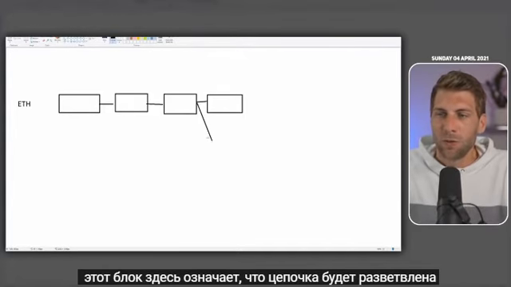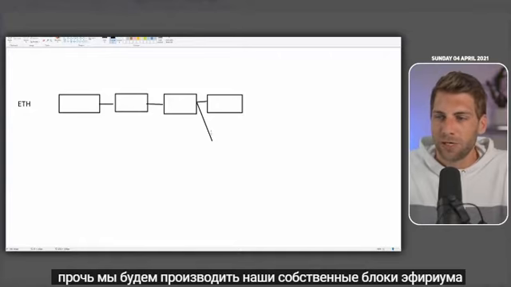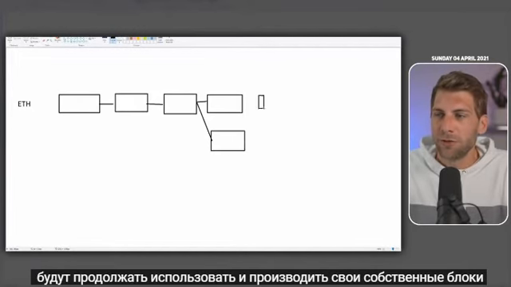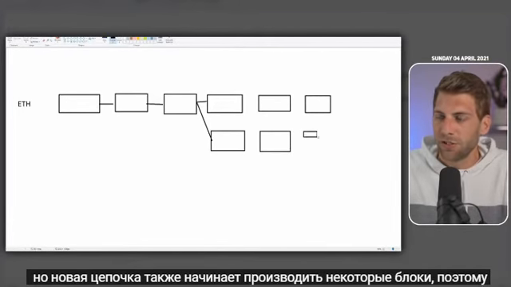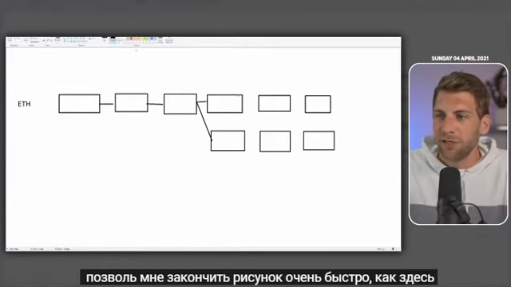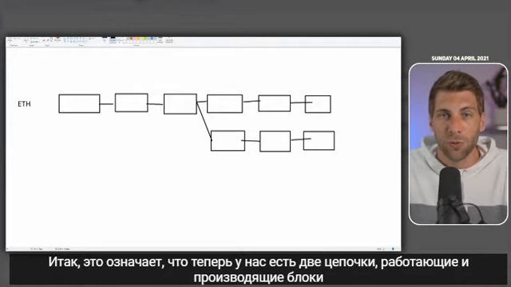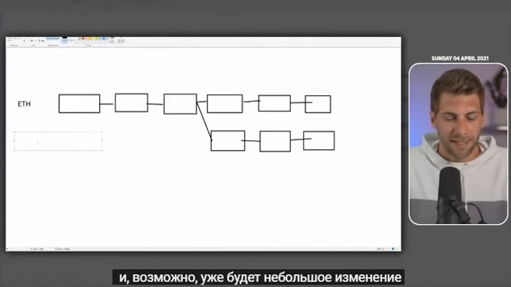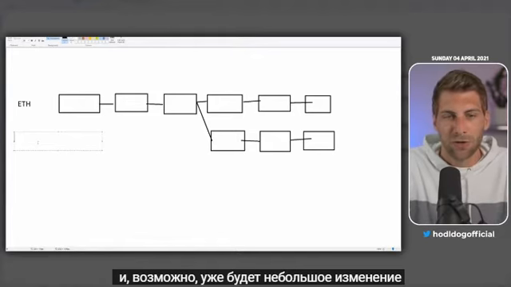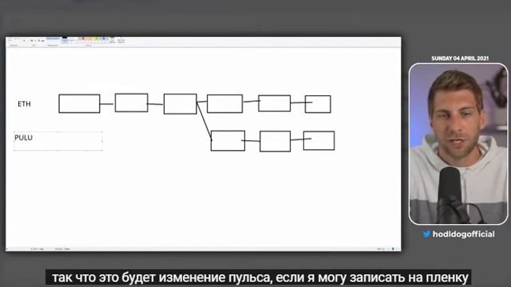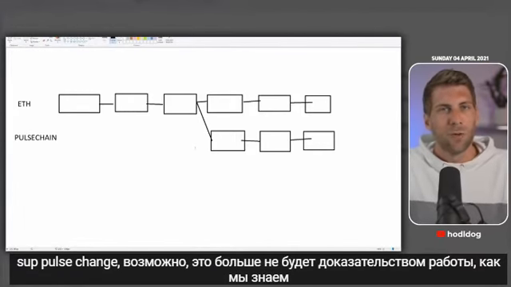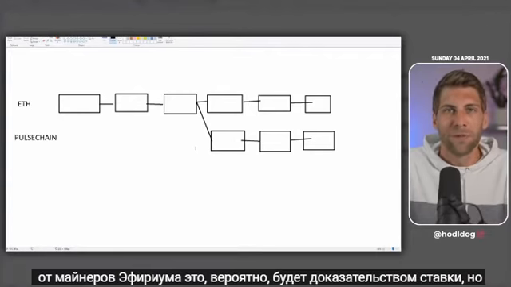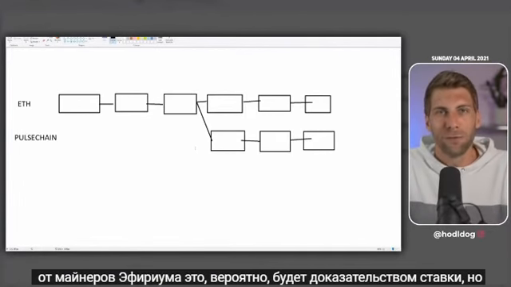This means the chain will get forked away. We will produce our own blocks. Ethereum will continue to use and to produce their own blocks as well, but the new chain also starts to produce some blocks. So let me just finish the drawing real quick like here. So this means we have now two chains working and producing blocks, and there maybe will be a slight change already. So this will be the PulseChain. If I can type PulseChain, this will maybe no longer be proof of work like we know from the miners in Ethereum. This will probably be proof of stake.